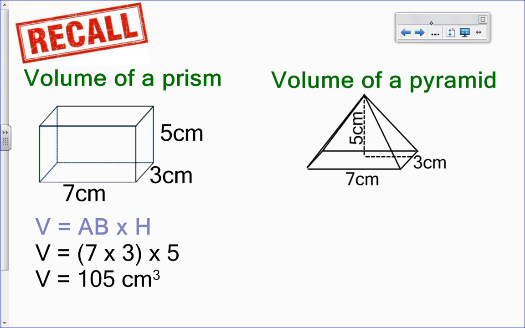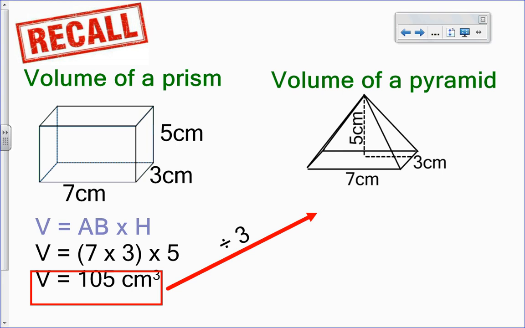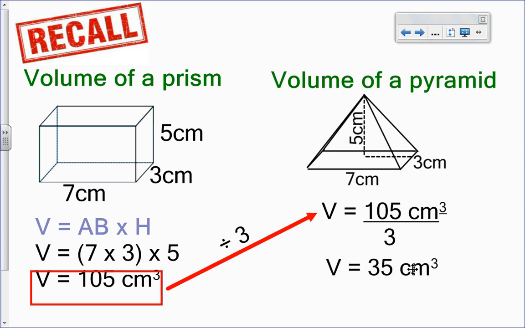If we have a prism, for example, that has base measurements of 7 by 3 and a height of 5, we know how to find the volume of a prism. We learned that last year. Area of the base, 7 times 3, multiplied by 5. So the volume of this prism is 105 centimeters cubed. Using that relationship, we take the volume of the prism, divide it by 3, and we get the volume of a pyramid. 105 divided by 3 is 35 cubic centimeters.